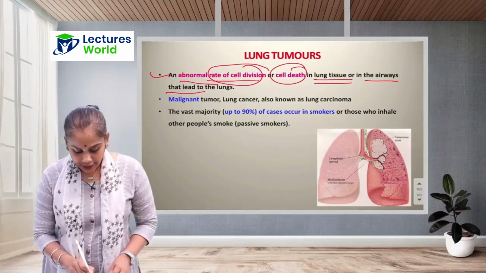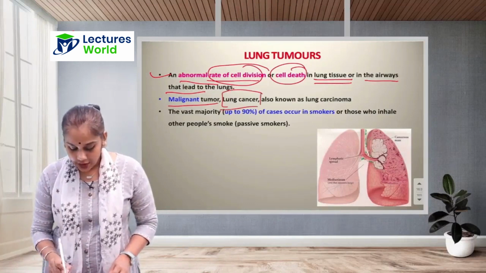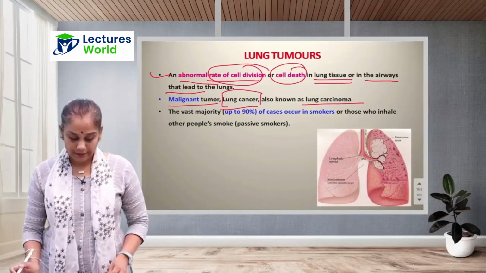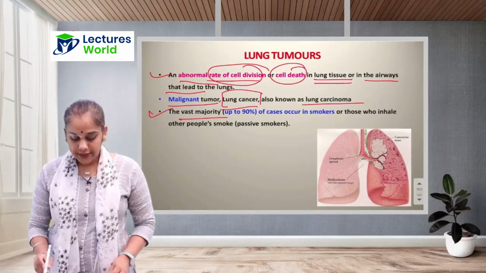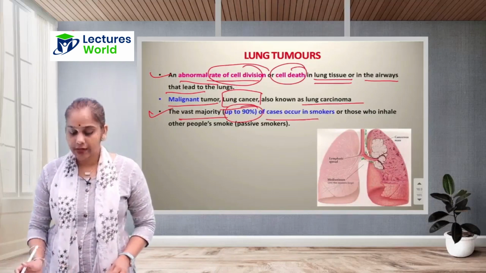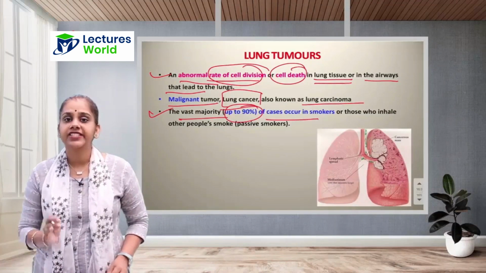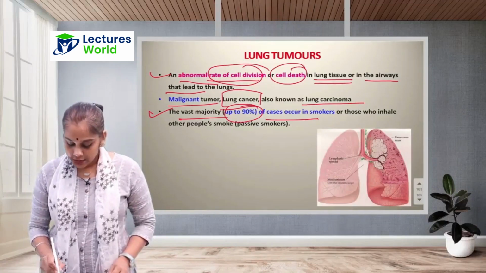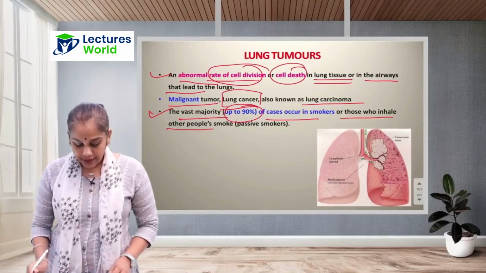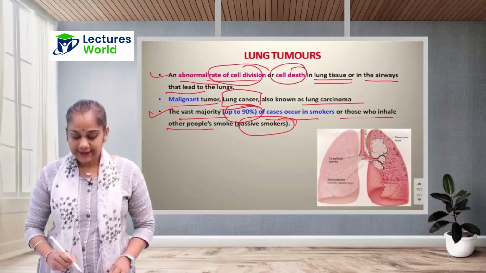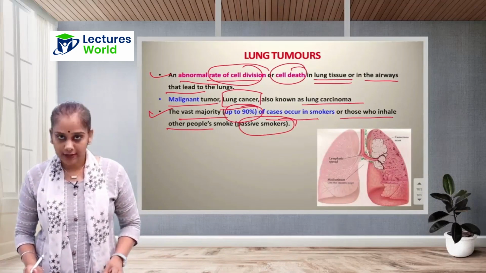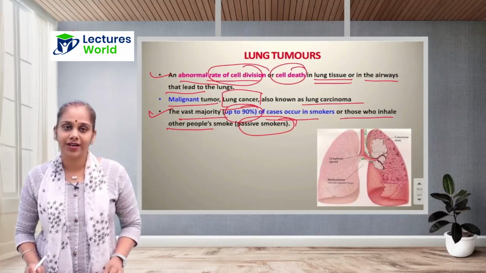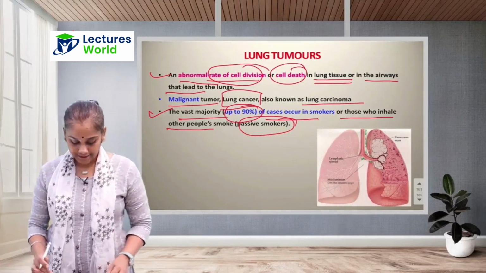A malignant tumor is known as lung cancer or lung carcinoma. In the malignant tumor, the vast majority, up to 90% of cases, occur in smokers who are chain smokers. Those who inhale other people's smoke are known as passive smokers. It can occur in passive smokers too. Why? Because passive smokers are also victims of smoking.